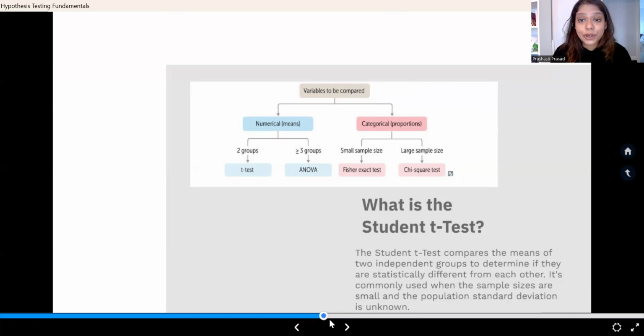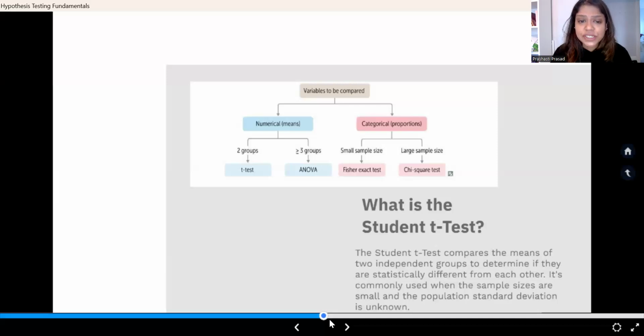While if you're talking about proportions or percentages, if we have a smaller population size, we use something called the Fisher's exact test. And this, if expanded to a much larger population, the chi-square test comes to our help.